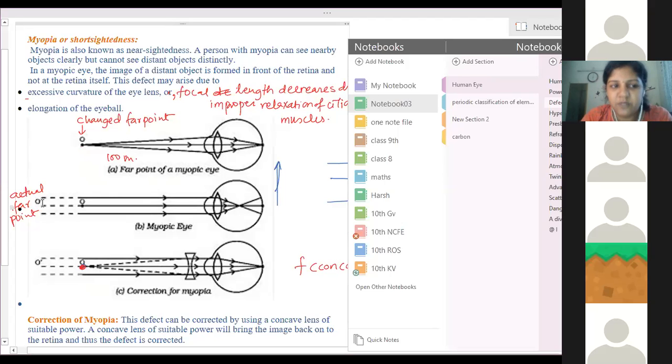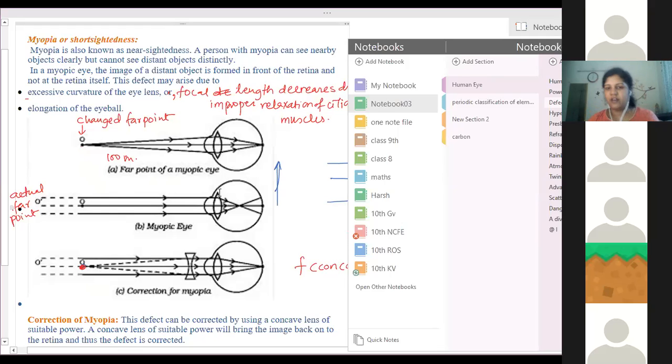So what happens in the person who has a problem? From very far away, when the rays reach the eye lens, they will converge at this point. And here there is no retina, that means no rods and no cones. So the information about this image cannot be transferred to the brain, and that happens because of the ciliary muscles.